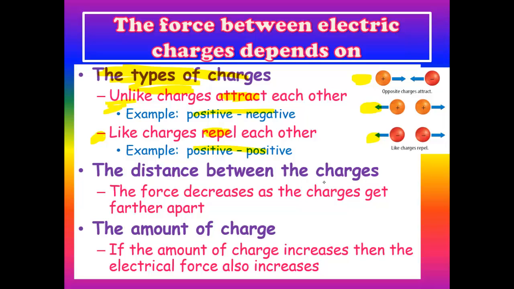The distance between the charges. The farther you pull these things apart, the weaker their force is. So the force decreases the farther apart they are. So if we try to put these a little closer together, the more they're going to like each other. The amount of charge: the more charge you have, the more force you're going to have. So these are all important factors that make the force of this overall charge larger.